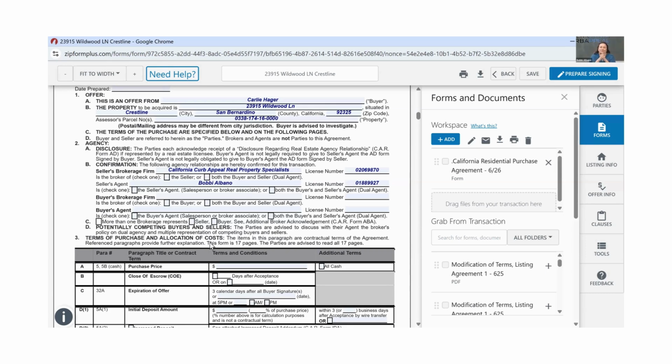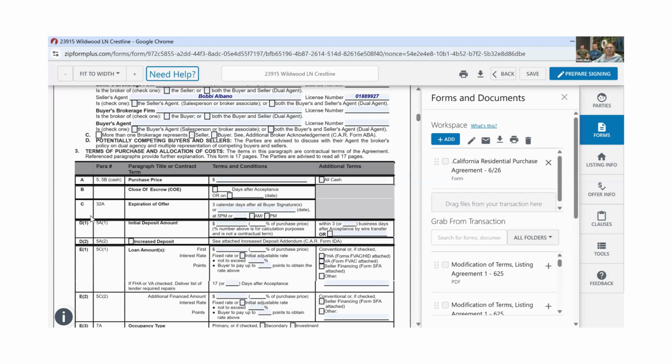Absolutely. All right. So now we're getting into the terms of the purchase and allocation of costs. The items in this paragraph are contractual terms of the agreement. Referenced paragraphs provide further explanation. This form is 17 pages. The parties are advised to read all 17 pages.